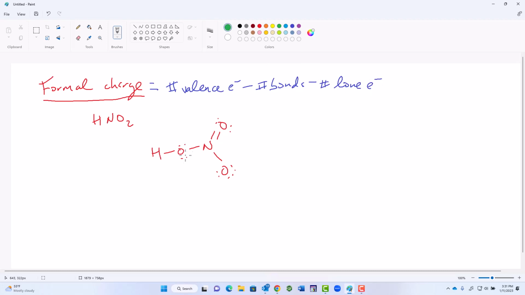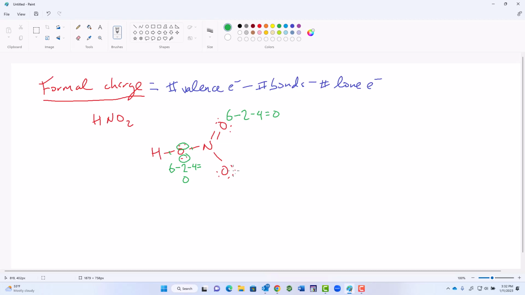So let's look at this oxygen here. Oxygen has 6 valence electrons, and you can read that by seeing that its valence shell is 2s2, 2p4. It has 2 bonds, so it's minus 2, and it has 4 lone electrons. 6 minus 2 minus 4 equals 0, so the formal charge on this oxygen is 0. If we look at this oxygen up here, its valence is 6. It's got 2 bonds from that double bond, and 4 lone electrons, so 6 minus 2 minus 4 is 0, so the formal charge on this oxygen is 0.